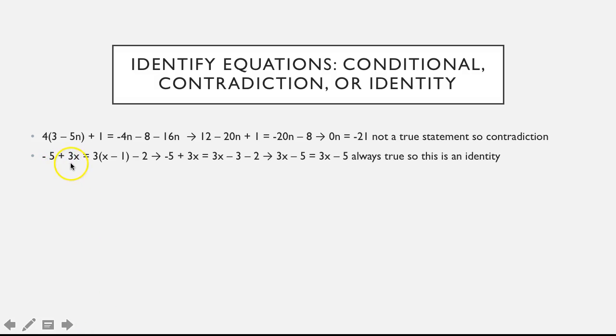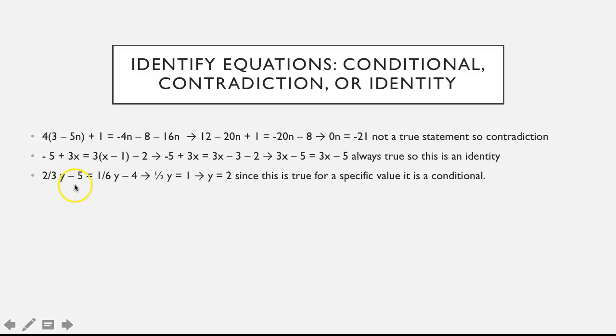Okay, negative 5 plus 3x equals 3x minus 1. And so you have the distributive property here, minus 2. And negative 5x plus 3x equals the 3x minus 3. When you distribute that in, minus 2. And you simplify down to 3x minus 5 equals 3x minus 5. This is always true, so it's an identity.